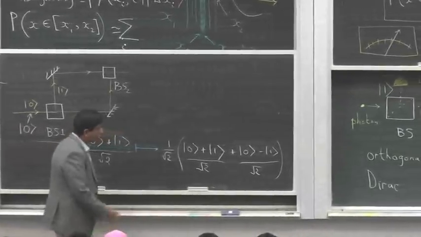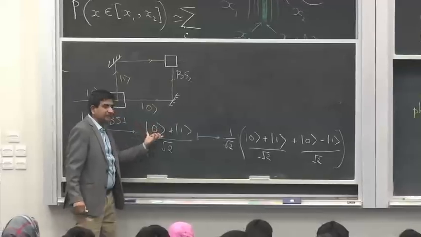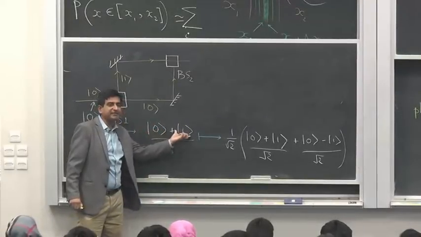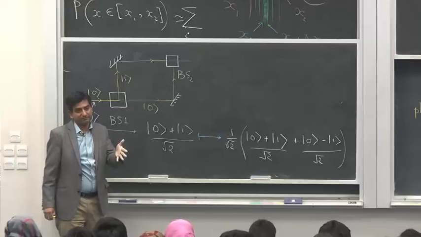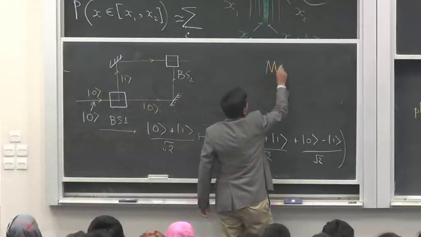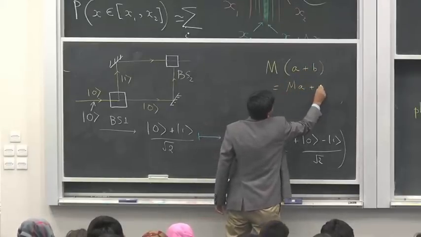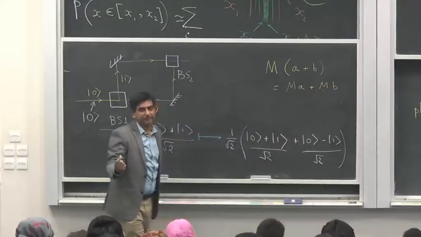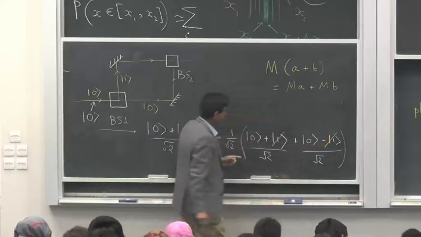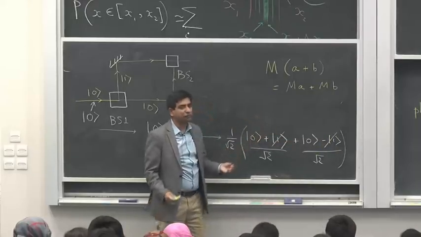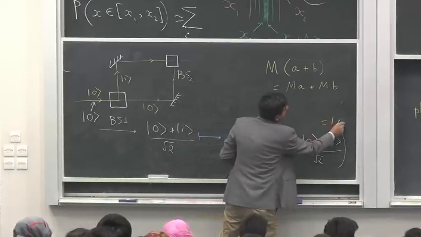So now if I look at this, the only assumption is that the beam splitter is acting on this state and this state which is inside the superposition. And this is true because quantum mechanics is linear. If I have a matrix M that acts on A plus B, this equals MA plus MB. This is what I mean by linearity. Quantum mechanics is linear. So if I do this transformation, this one goes away. This becomes 0 plus 0, 2 times 0 divided by 2 is 0 only. So the answer is 0.